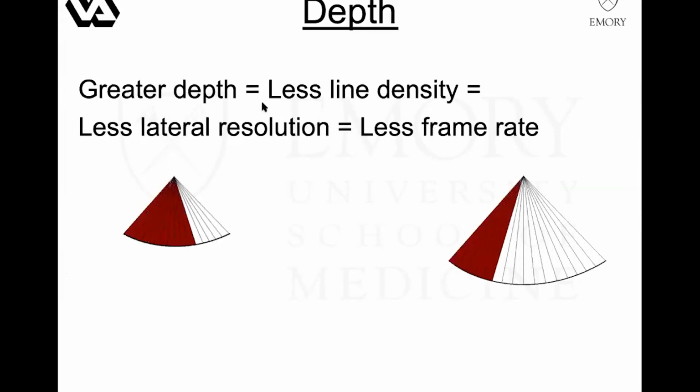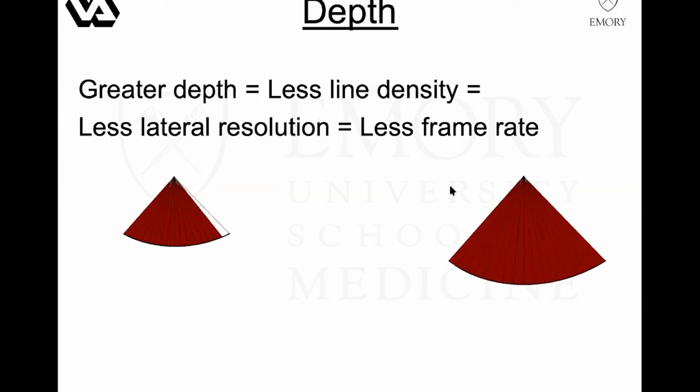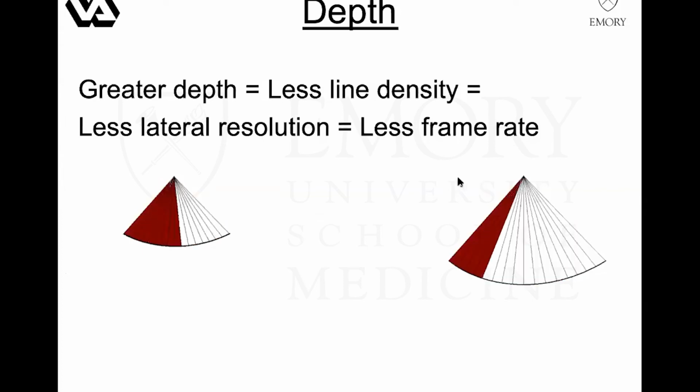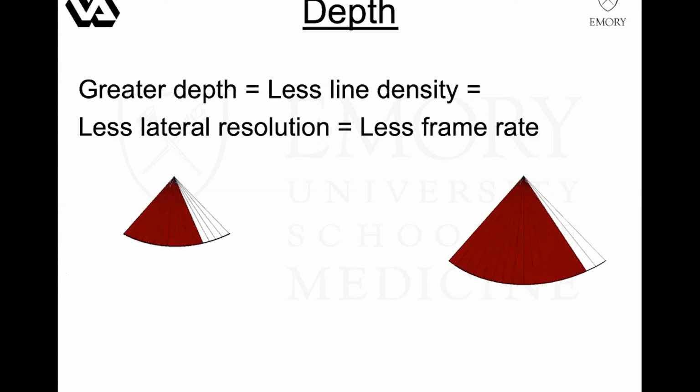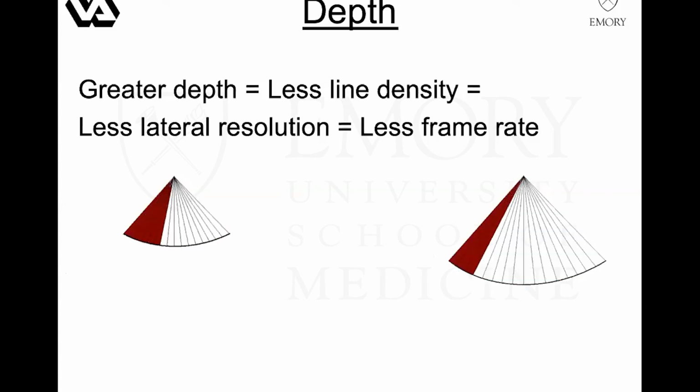The greater the depth that you have on the screen, the less line density, less lateral resolution, and less frame rate. So if you're going to image the heart, don't do it at maximum depth. You can do a maximum depth to look for pericardial effusion or looking below the heart, and then after that, optimize the depth.